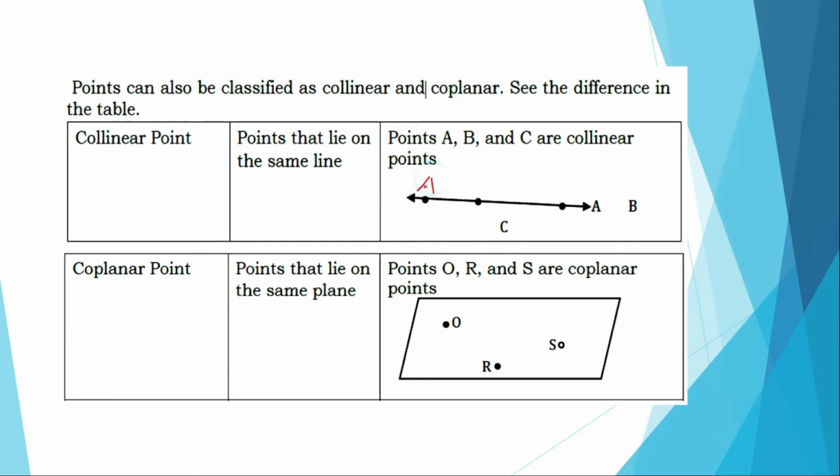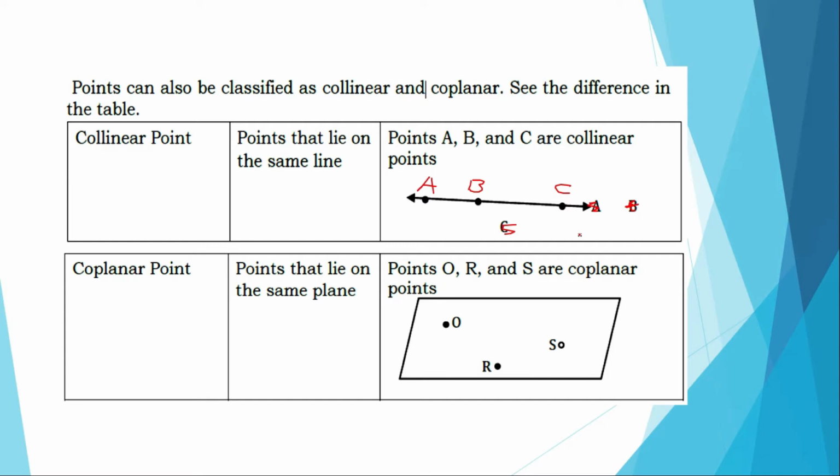Dapat nandito yung A, nandito naman yung B, at nandito yung C. Yan, ganyan siya. When we say collinear, nasa isang linya siya. Or nasa isang linya lahat ng points.